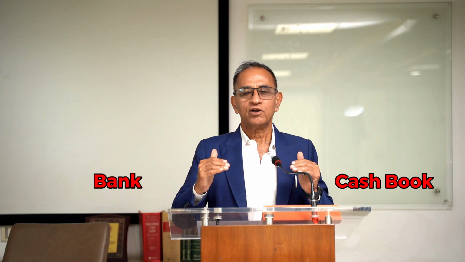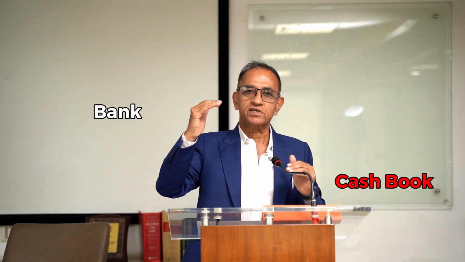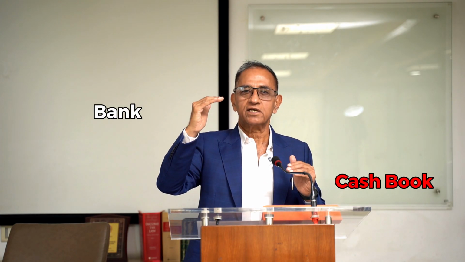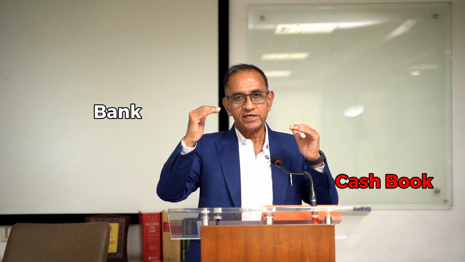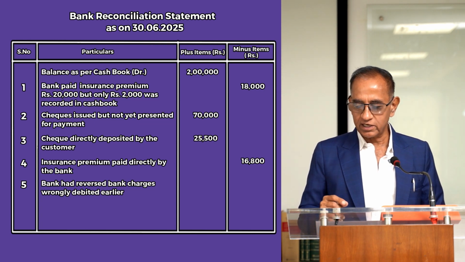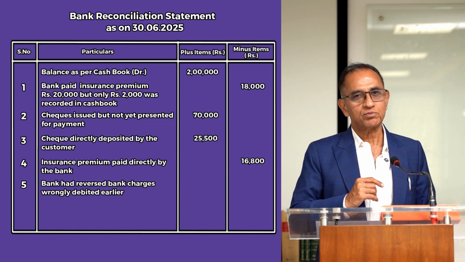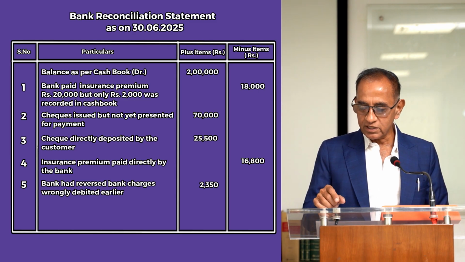Bank charges were levied, so I also reduced it in the cash book. I also recorded the bank charges, 2,350 in my books. Now I represented to the bank that, brother, this 2,350 rupees is not mine, or is wrongly debited, or these charges should not be there, whatever may be the reason for the wrong debit. The bank realized its mistake and reversed my bank charges. When the bank reversed the charges, it means my bank balance increased. Now I am starting with cash book. Once I'm starting with cash book, so what is going to happen? This becomes a plus item. So this 2,350 rupees, bank reversed bank charges wrongly debited earlier. That means the bank reversed it, I have not reversed it in my books. That is why it is a difference and it is a plus item. So I write it as a plus item, 2,350 rupees in the plus item column.